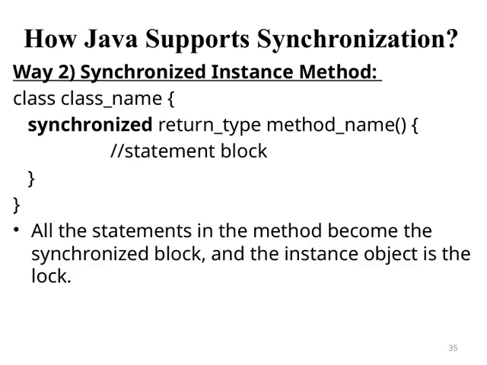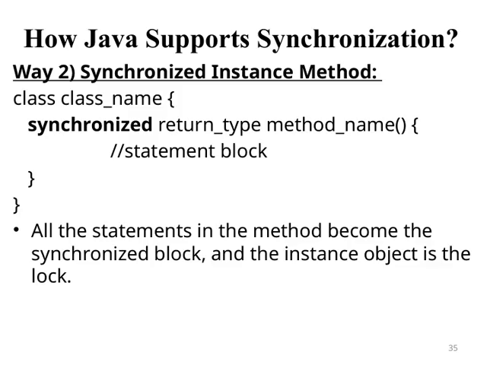So let's talk about how Java supports synchronization, specifically through the second way, synchronized instance methods. When you declare a method as synchronized, like this, it means that all the statements within that method become part of a synchronized block. And the key point here is that the lock used is the instance object itself. So when a thread calls this synchronized method, it acquires the lock on the specific object instance, ensuring that no other thread can execute any synchronized method on the same object simultaneously.